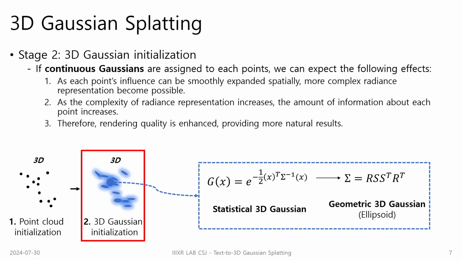A 3D Gaussian is defined by its mean and covariance. In practice, it's represented as an ellipsoid where the mean denotes the center point and the covariance is expressed as the product of a scaling and the rotation matrix. The parameters of the 3D Gaussians are subject to optimization, and additionally, each point is assigned a color and opacity, which are also optimized.